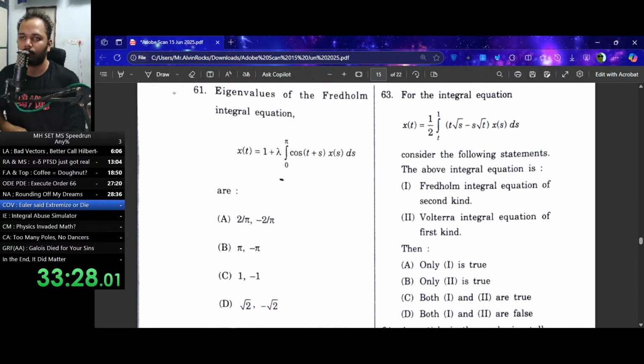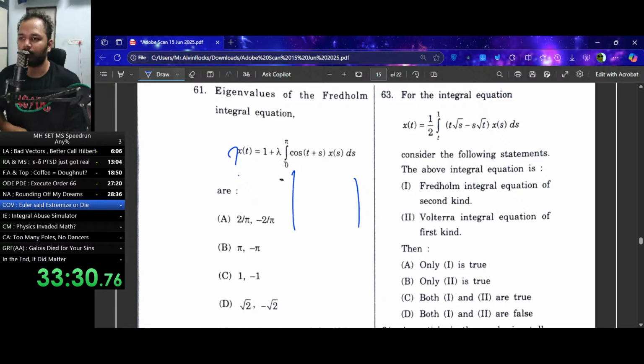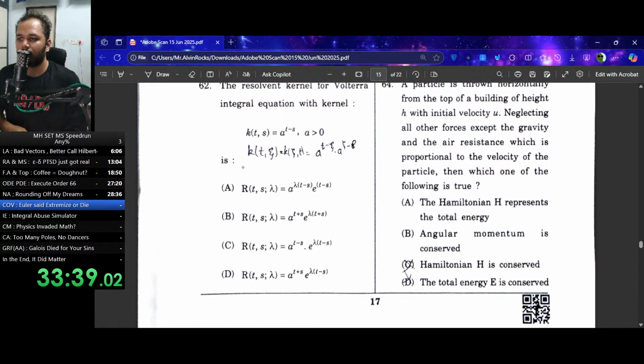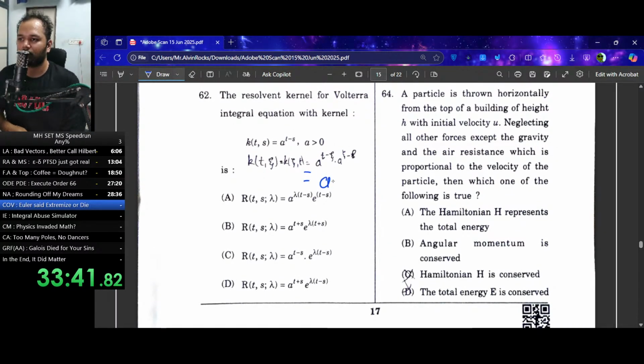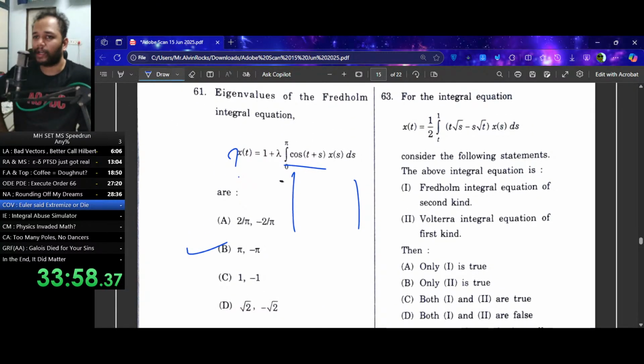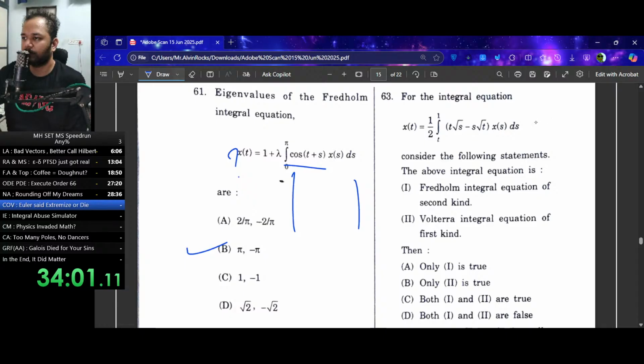Okay, no idea. I did not have time. We had to calculate the Fredholm determinant, but I'll just go with minus pi. Alright, since this is nothing but a to the power t into minus s, the resolvent is as it is. Just say this one. This is actually equal to minus 1 by 2 integral 1 to t, and as soon as the upper limit is t, it becomes Volterra.